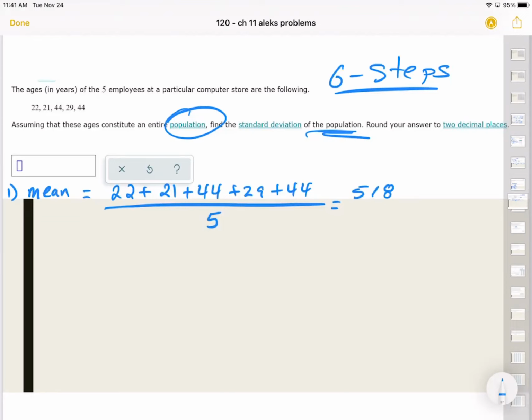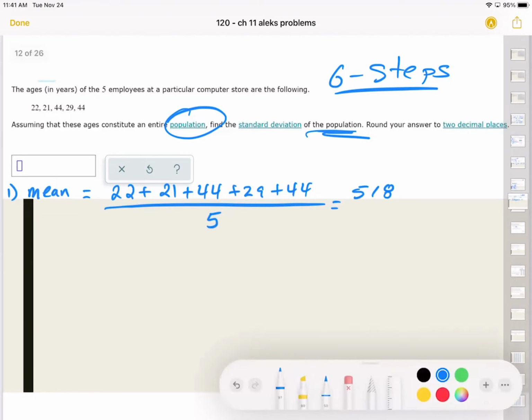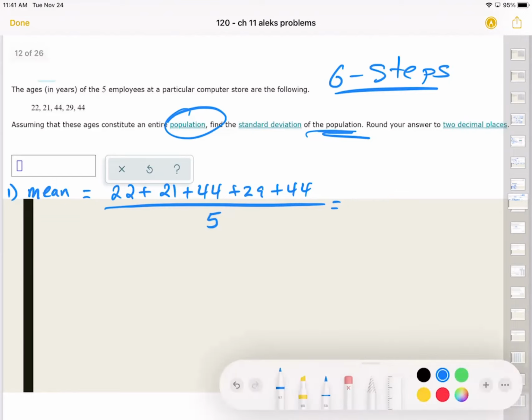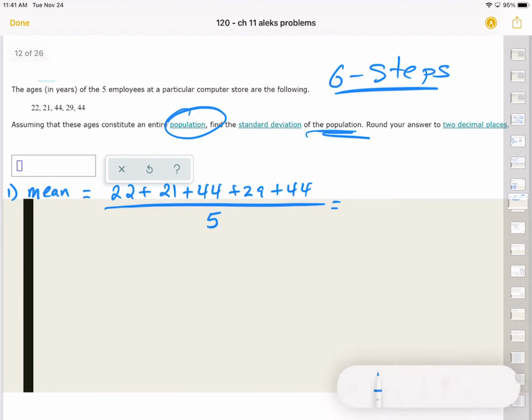If you add them up, you divide it by 5. This will give you 32 as your mean. That's the first step, you need to find the mean. This is your mean, which is 32.